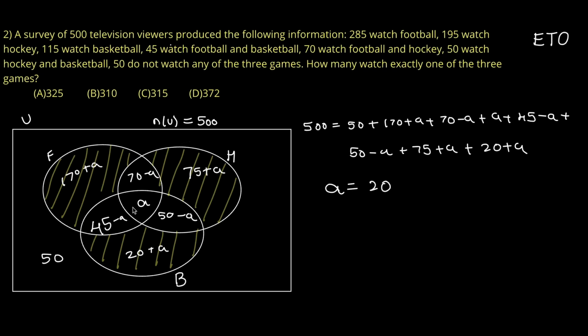Now we can easily find people who are watching only football, only hockey and only basketball by summing 170 plus A plus 75 plus A plus 20 plus A. By substituting A, we get 325. First one is the correct option.